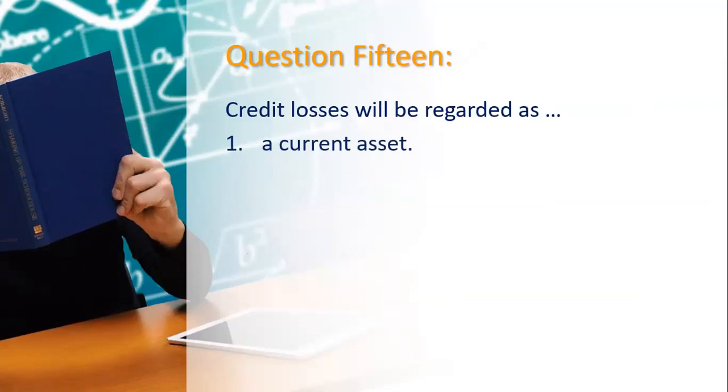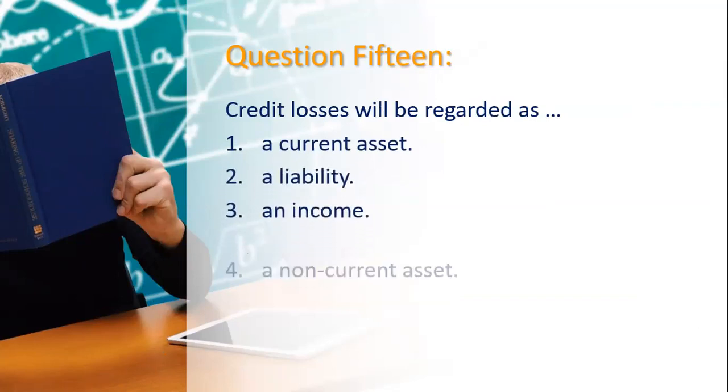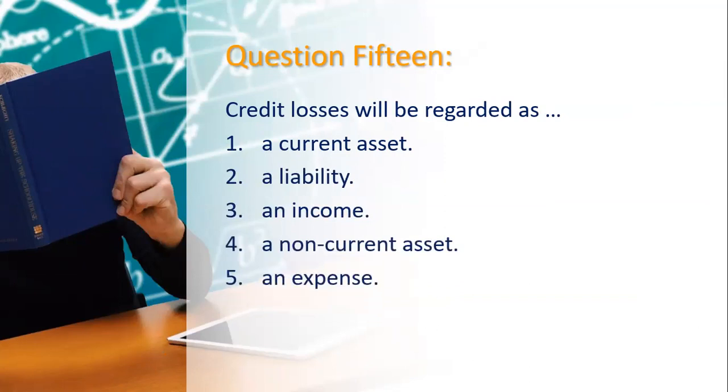And the last one, credit losses will be regarded as number one, current assets, liability, income, a non-current asset or an expense. I would not have expected any of you to get this wrong, but it's an expense.